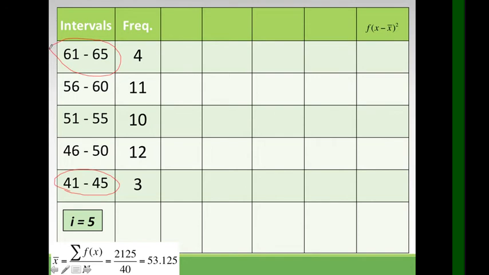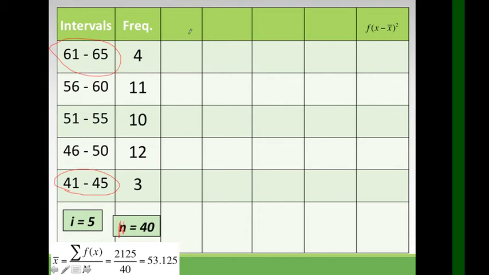So i is equal to 5. Okay? Now, for the frequency naman, we have 4, 11, 10, 12, and 3. So, para makuha yung frequency, we have n equals. So, i-add lang natin yan, and that is the total number of frequencies. So, this total number of frequencies is represented by n or pwede rin capital N. So, let's say it's a capital N. So, let's change it into capital N kasi capital N yung ginamit ko sa formula.